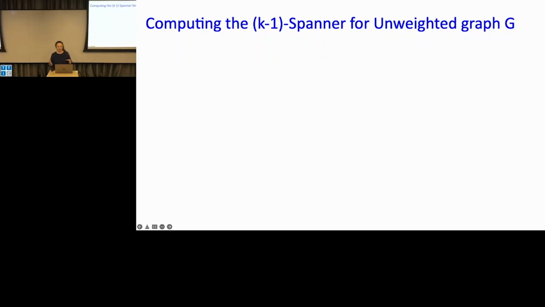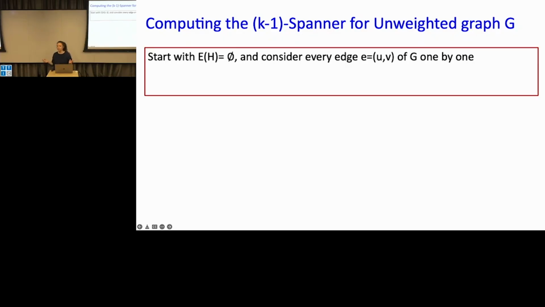So how do we do this? We're given this k minus 1, and we're given this graph G. I want to build a k minus 1 spanner. I start with all vertices of G and no edges. And then I look at every edge of G one by one, and when I look at an edge, I decide whether to put it into the spanner or not. How do I decide? Like this. If in the current spanner the distance between the two endpoints of this edge is more than k minus 1, I put it in the spanner. If not, I don't put it. That's the whole algorithm.